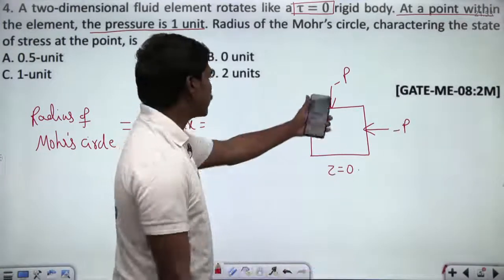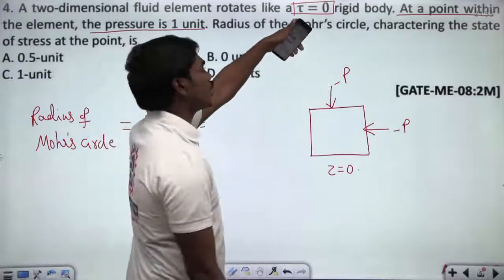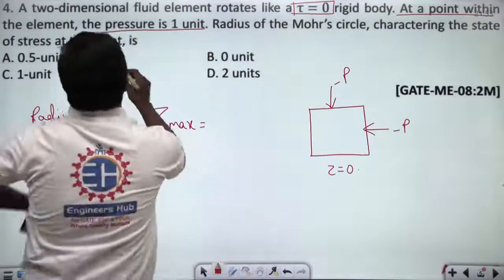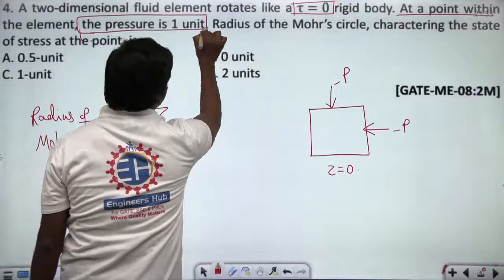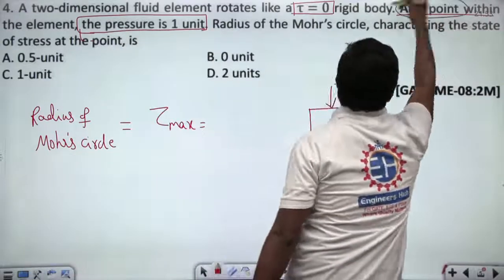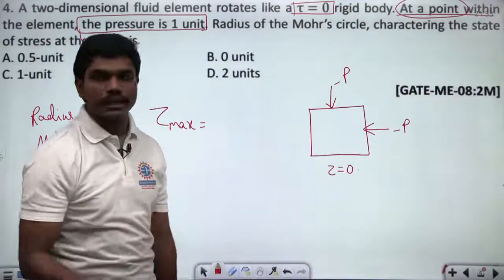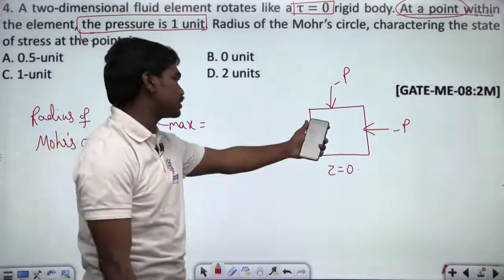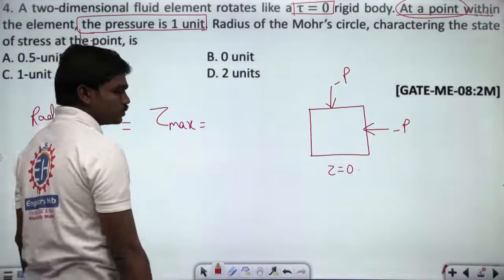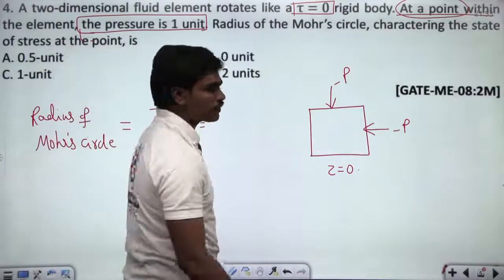If shear stress is 0, see, it's clearly given, shear stress is 0, tau is equal to 0, and at a point at which the pressure is 1 unit, and it's clearly given at a point. So at a point, definitely pressure is the same in all directions, which means all your normal stresses are the same. So your tau max is equal to, what's the answer? Your tau max is equal to 0.